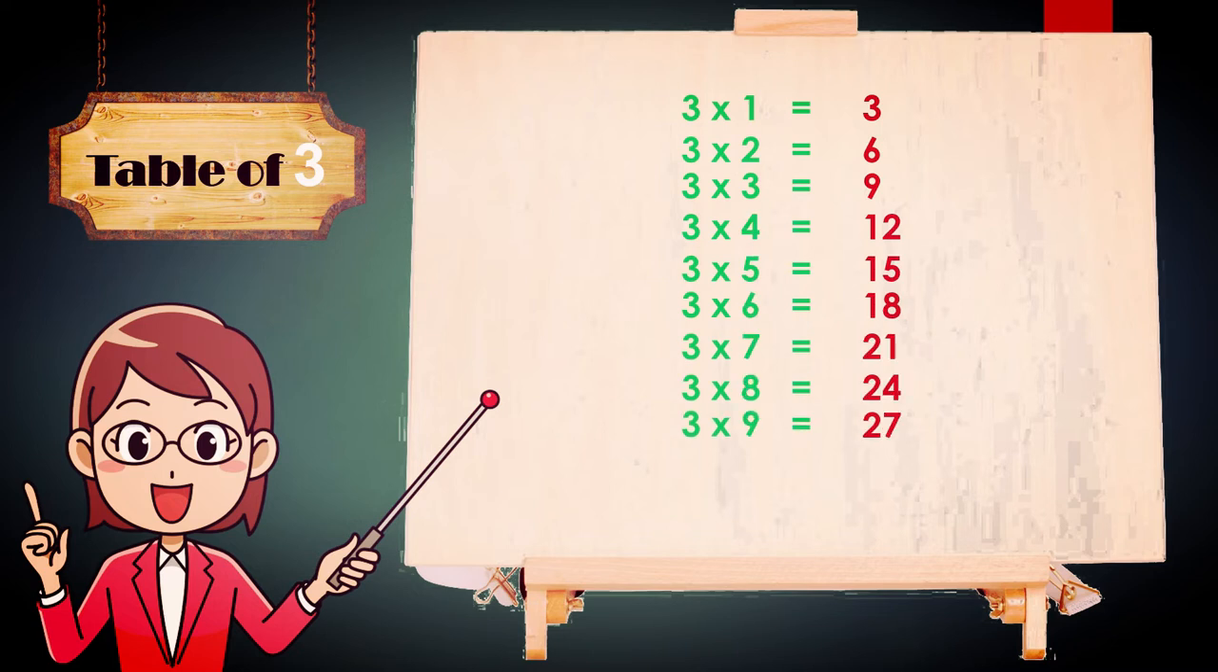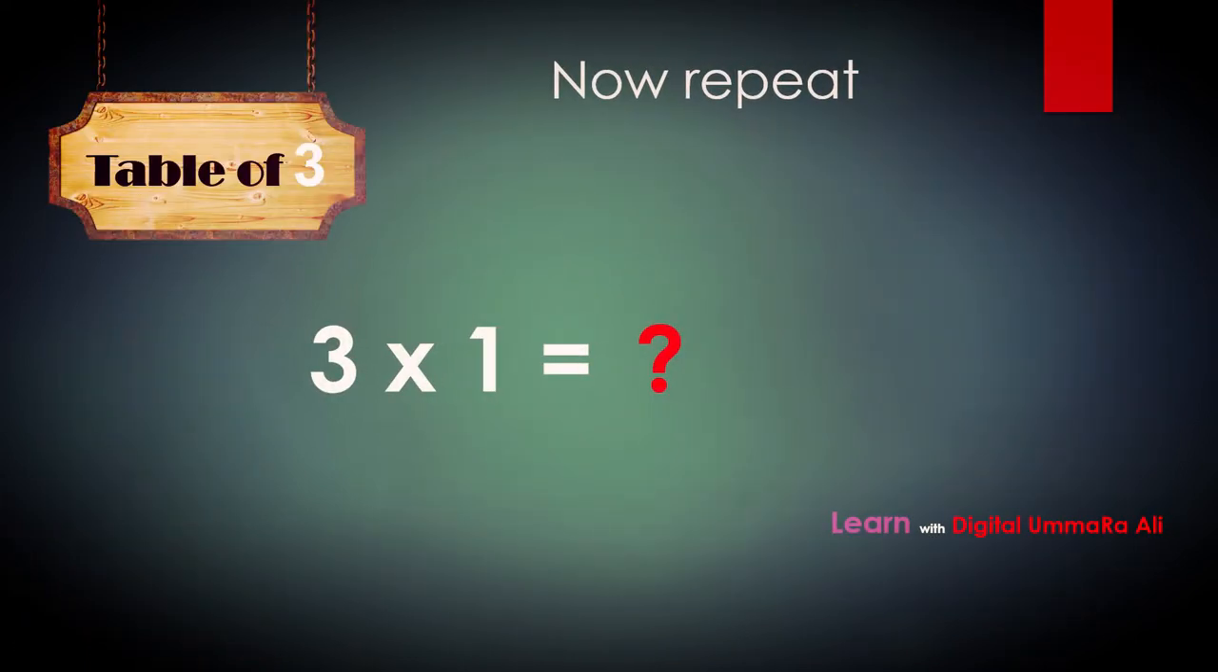3 ones are 3, 3 twos are 6, 3 threes are 9, 3 fours are 12, 3 fives are 15, 3 sixes are 18, 3 sevens are 21, 3 eights are 24, 3 nines are 27, 3 tens are 30. Let's repeat together and learn the 3 table.